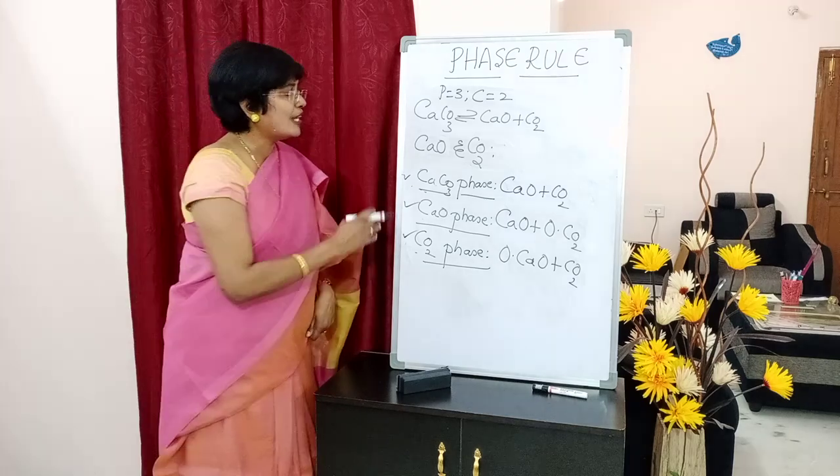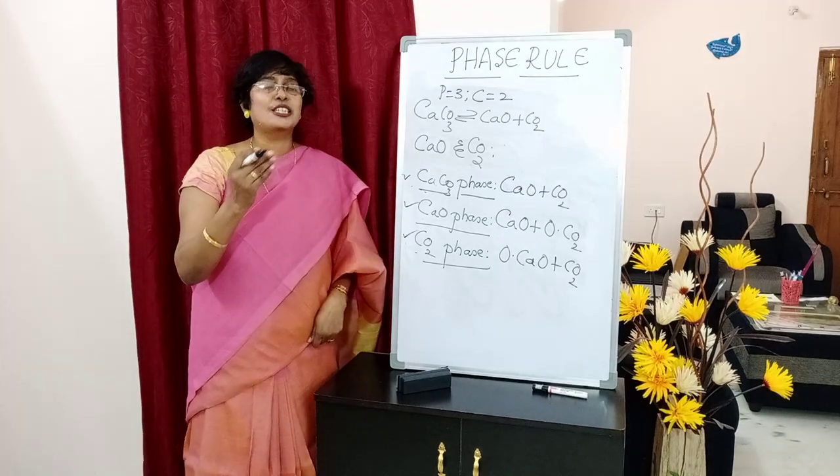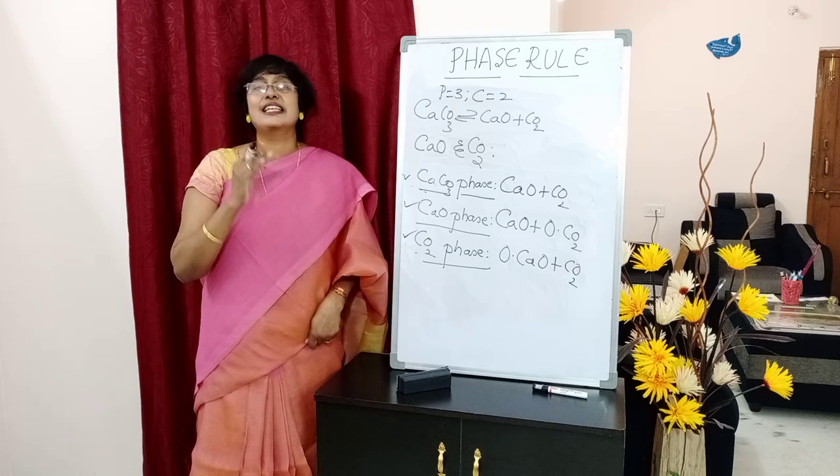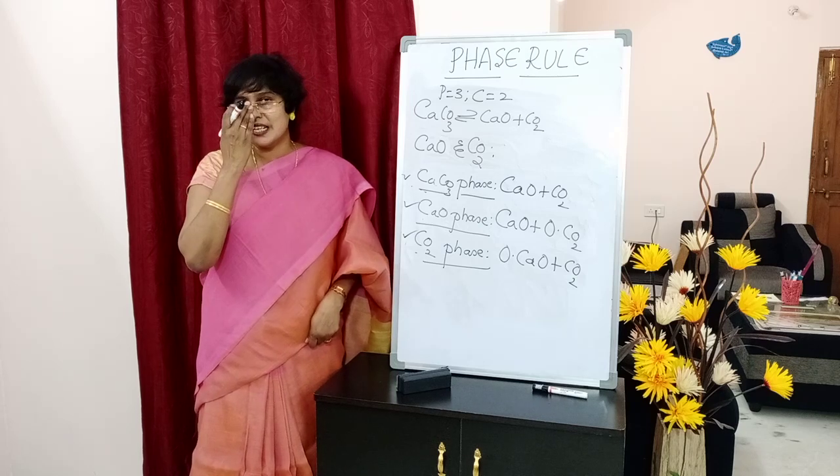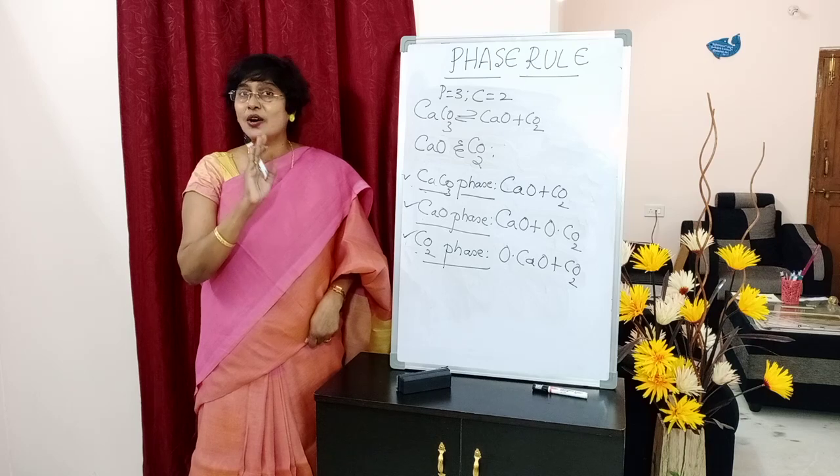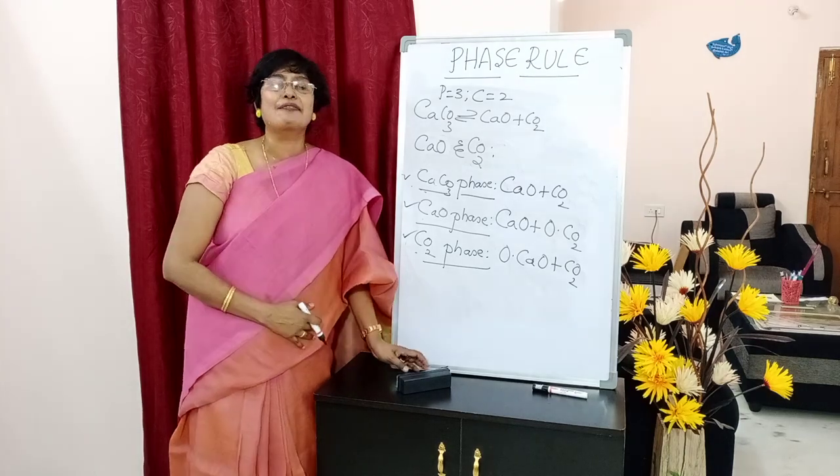Okay. So, we require two chemicals to explain the chemical composition of each phase in a heterogeneous system. These are only the examples, students. We have not yet defined. Now write down the definition.